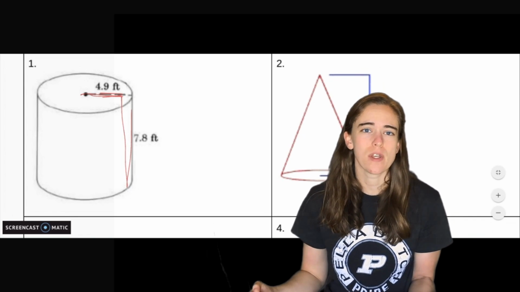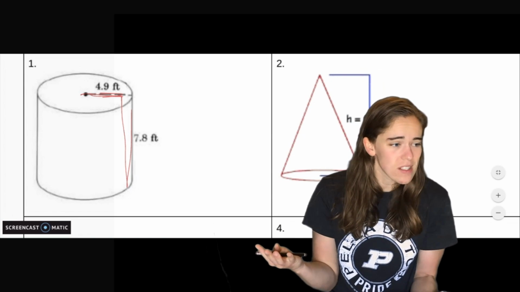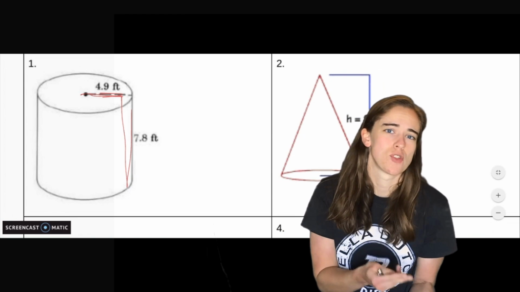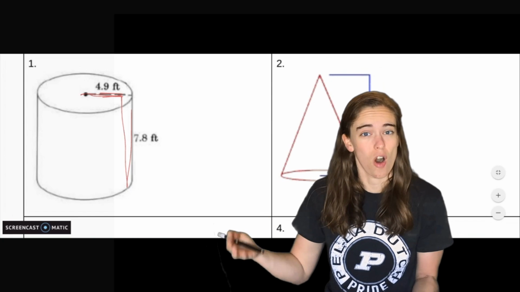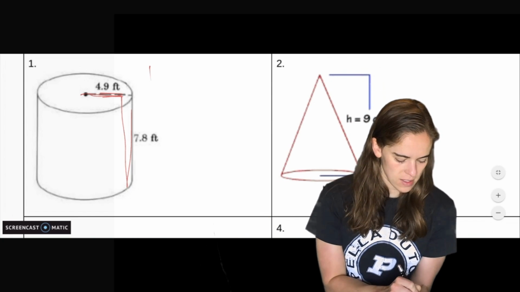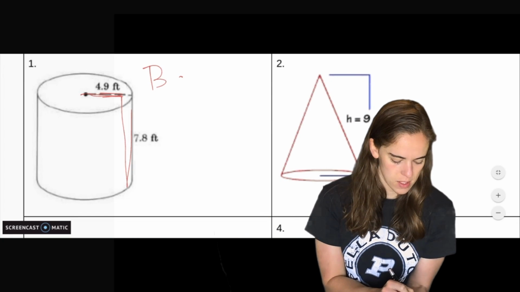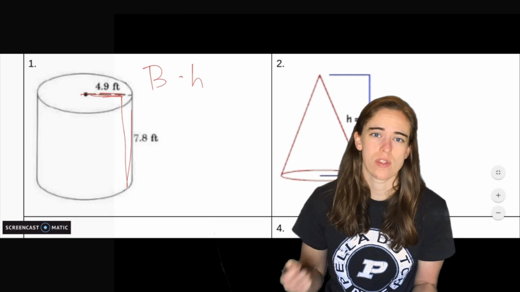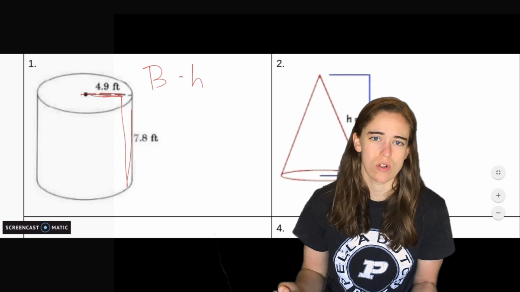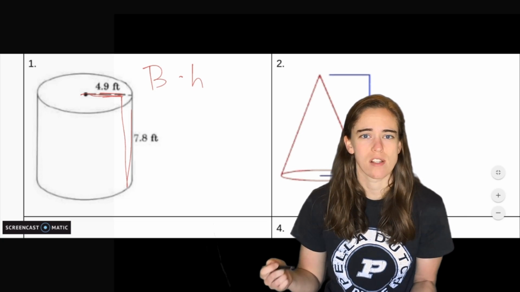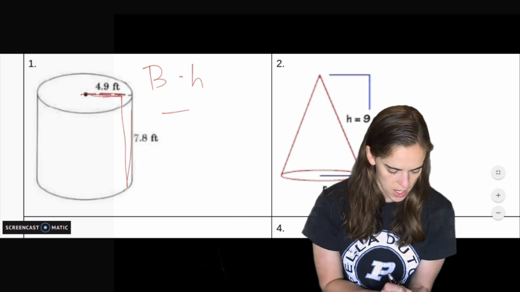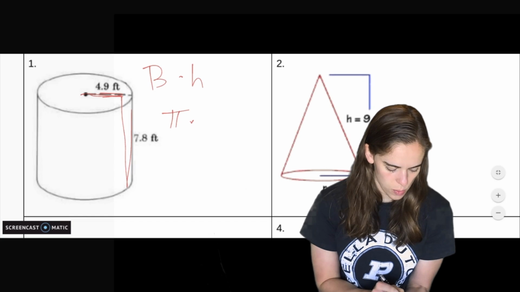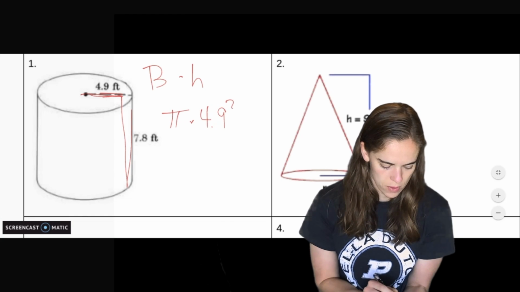Okay, the formula that we use for any type of prism, if it's a rectangular prism, triangular prism, doesn't matter what the shape is, also works for cylinders. That's capital B times H, and that capital B stands for the area of the base. So in this case, since the area of the base is a circle, we're going to use pi times radius squared. So we're going to take pi times our radius of 4.9, and square that.